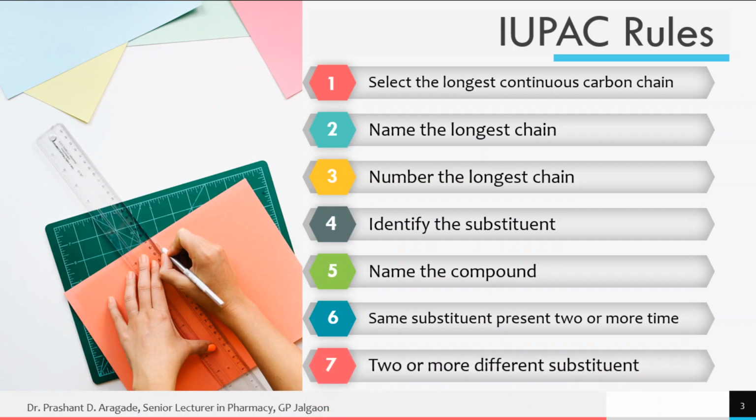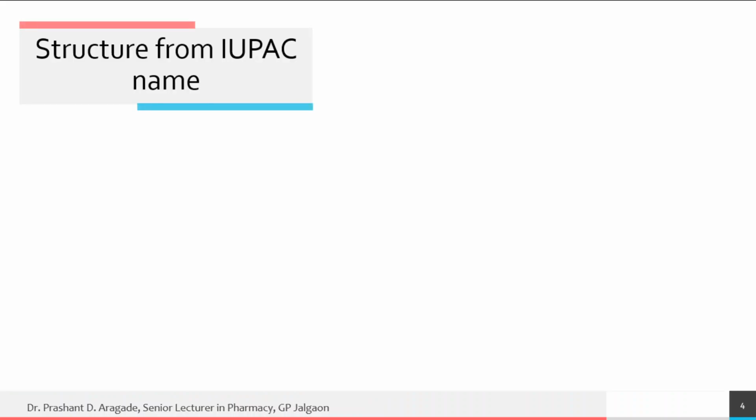Sometimes 2 or more different substituents are present in your alkane. Then you have to arrange the names of substituents according to their alphabetical order. So these are the IUPAC rules for naming the alkanes. So let's try to draw the structure from the IUPAC name.